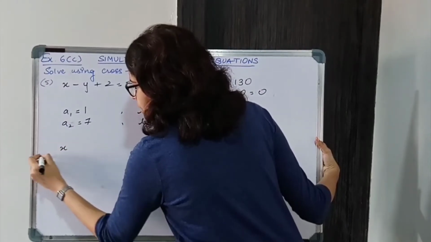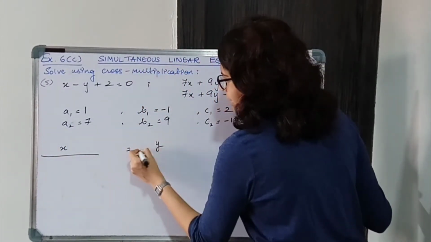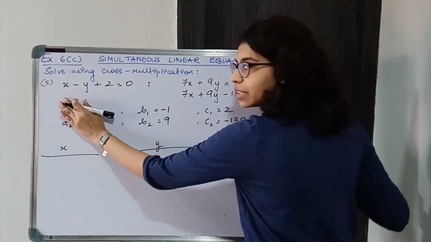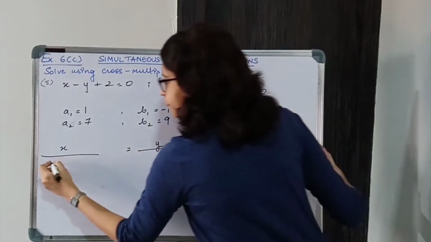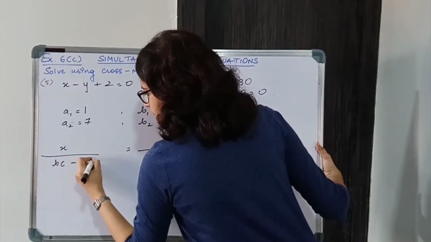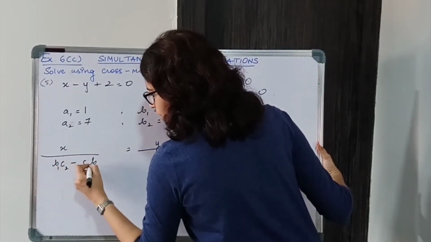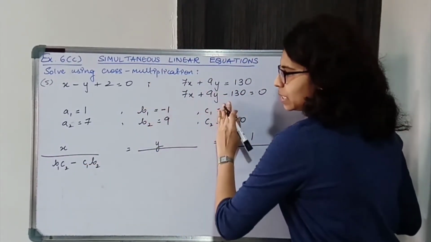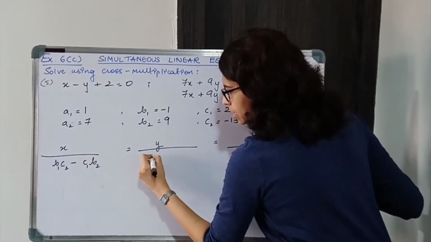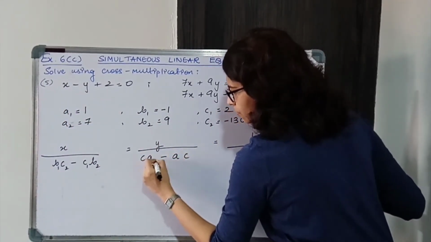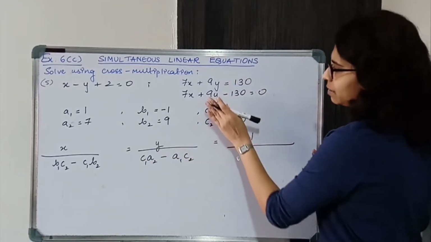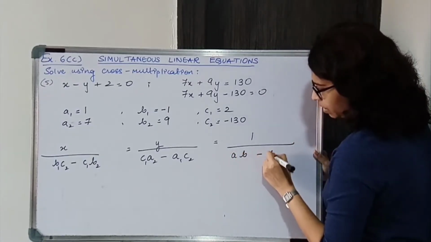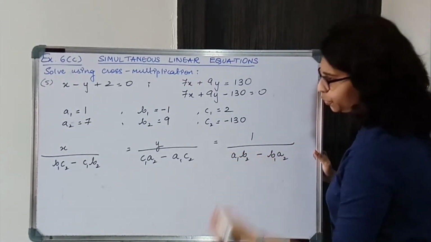Now third step formula, x upon something is equal to y upon something is equal to 1 upon something. In x, a comes, the coefficient, so forget a, bc minus cb, switching the variables. In y, b comes, so c and then a, ca minus ac 1 2 1 2, and constant term c, so ab minus ba 1 2 1 2.